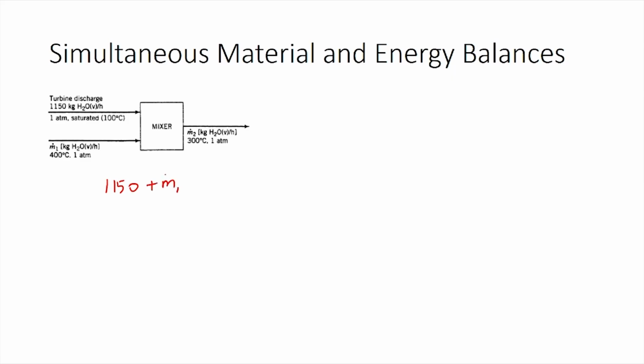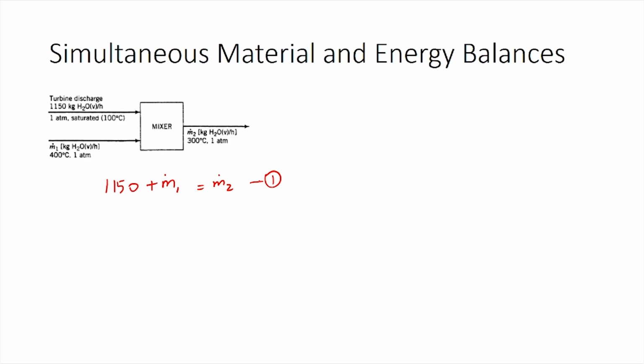1150 plus m1 dot equals m2 dot, where 1150 is the mass of water vapor entering as turbine discharge, m1 dot is the mass of superheated steam being fed to the mixer, and m2 dot is the mass of superheated steam which is produced. So, this is one equation and you have two unknowns. This is why you have a degree of freedom greater than 0. Here you would have 1 degree of freedom. So, you cannot calculate both these values using only the material balance.